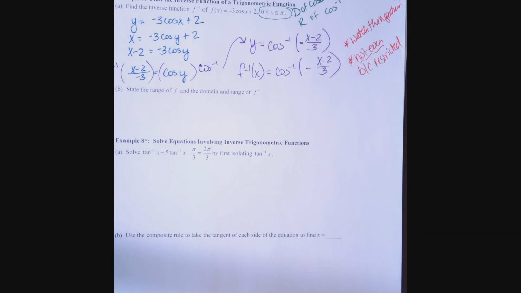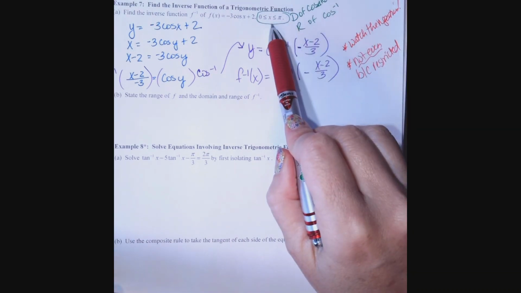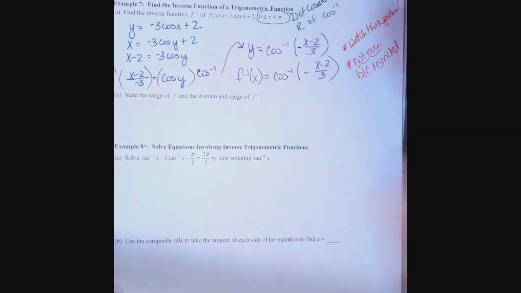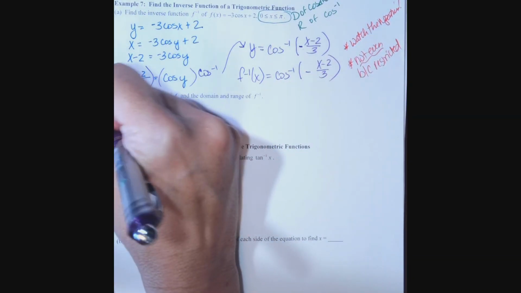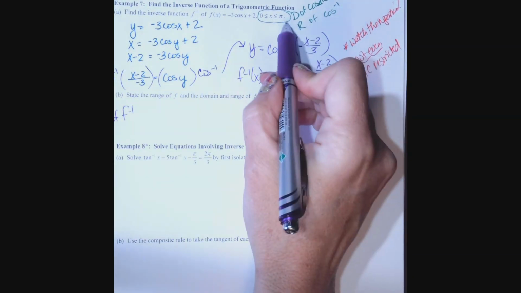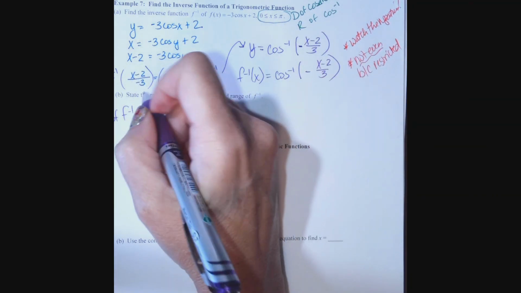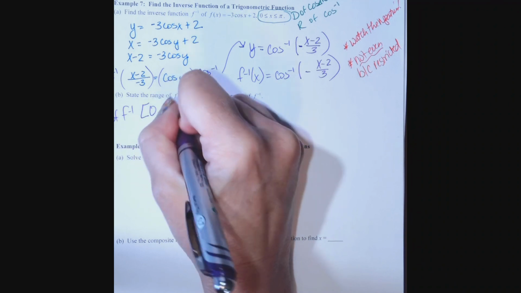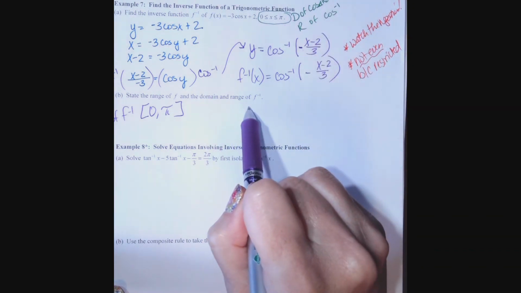Okay, now, the range and domain of our inverse. We've already said that the domain of our function becomes the range of our inverse. So the range of f inverse is from 0 to pi, right? So from 0 to pi. But what about the domain? Well, we need to do a little bit of work on the domain.